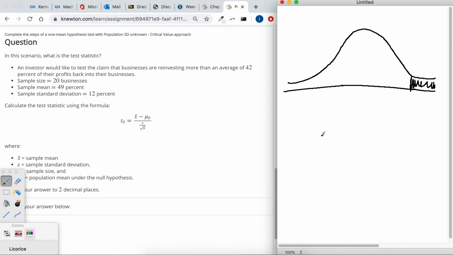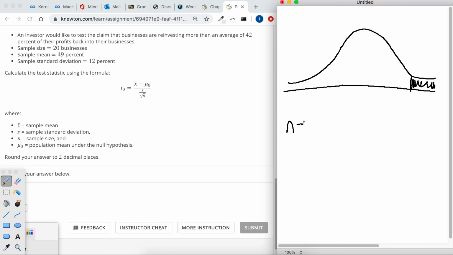Okay, so in that scenario that they just gave us above, they want us to calculate the test statistic. They even give you the formula. So this is really just plugging in n equals 20, your sample size, into that formula. The sample mean was 49. The sample standard deviation, s, is 12%, because our numbers are in percents. And then 42% of their profits go back into the business. That's the previous mean that we're comparing it to. So mu is 42. Okay, so you can plug all those numbers where they're supposed to go into the formula.